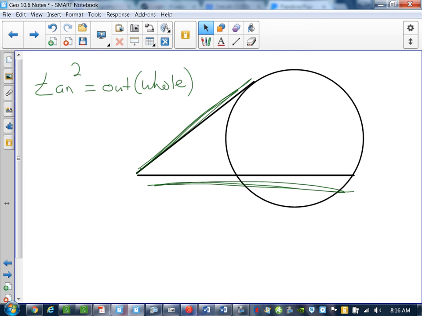So you just have to figure out which one of those is the tangent segment. The top one. The one that touches the circle at one spot. So you just square that segment, outside times whole. Here's your tangent. Here's your out. And here's the whole. Okay. And that's the last one of these.